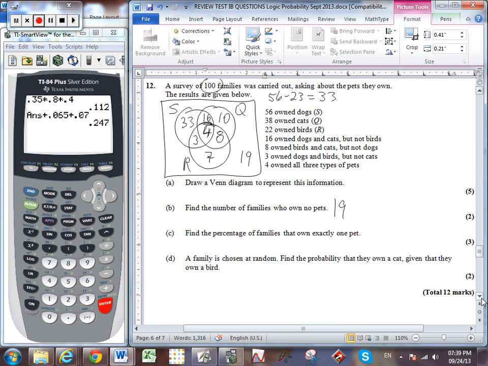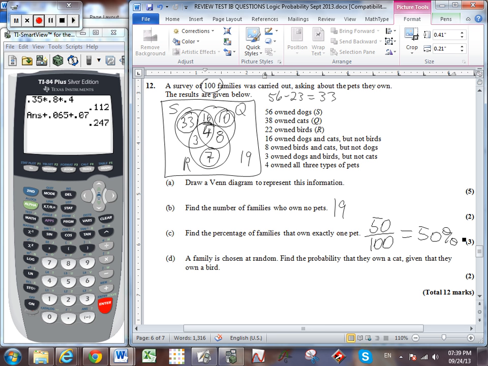Part C, find the percentage of families that own exactly one pet. So exactly one pet, 33 plus 10 plus 7 gives me 50, and the 50 is over the 100 families, and that is of course 50% of the families.